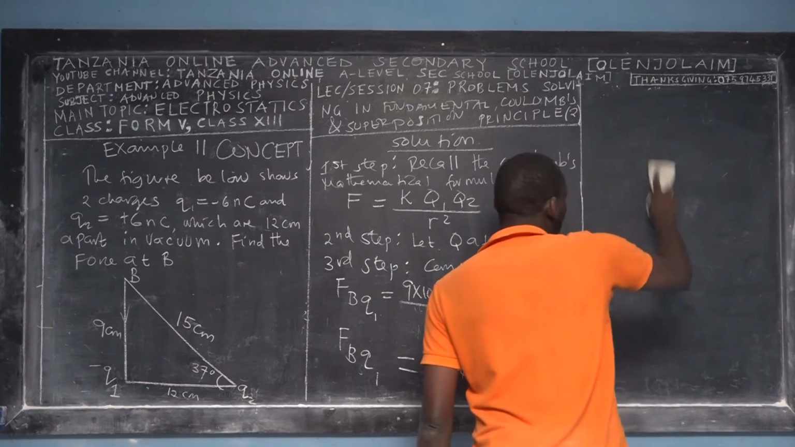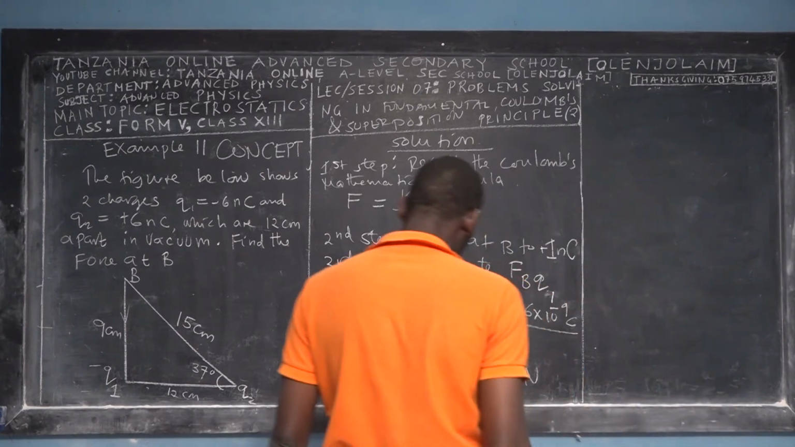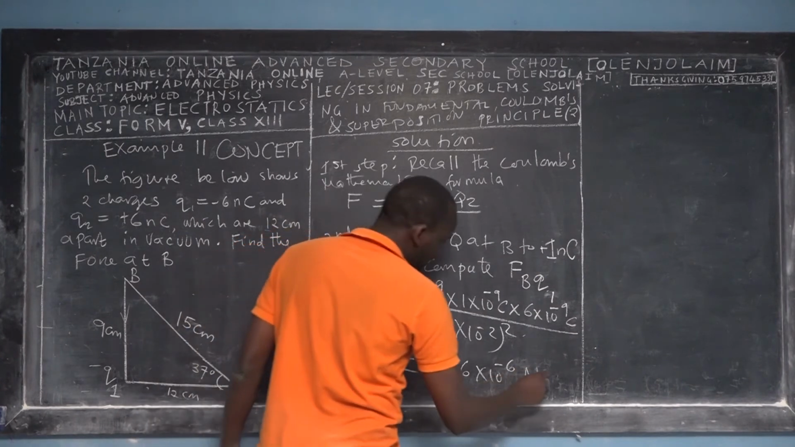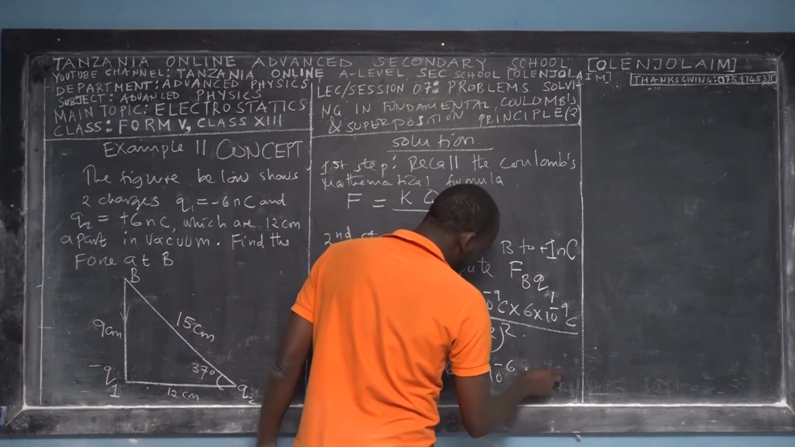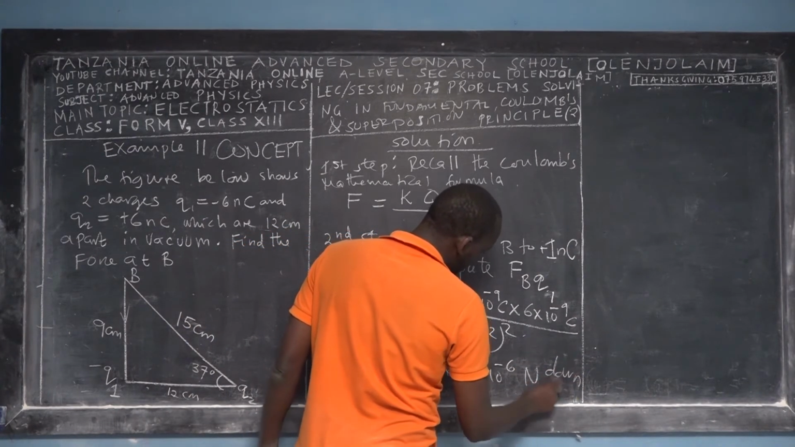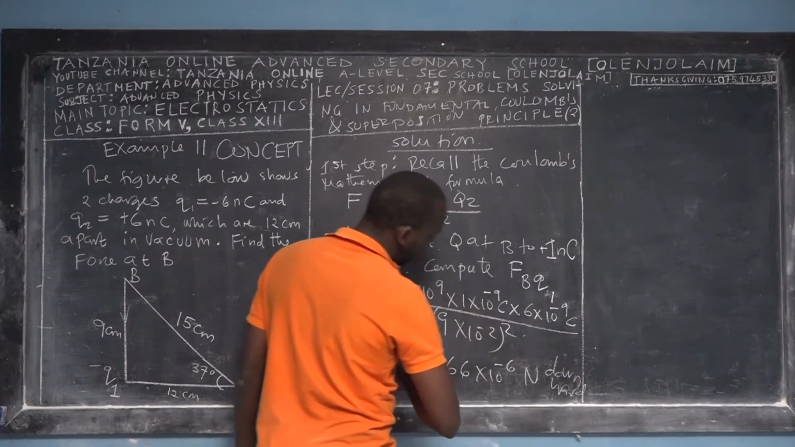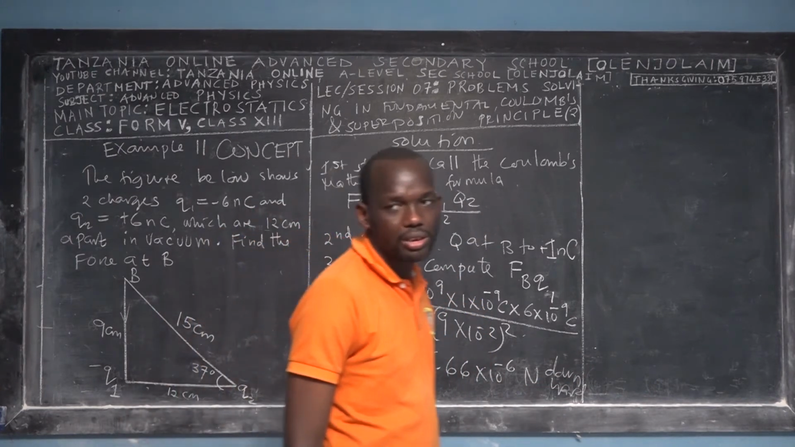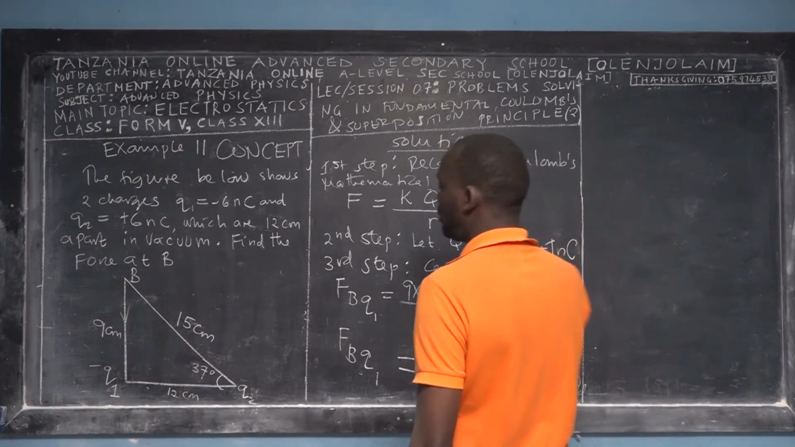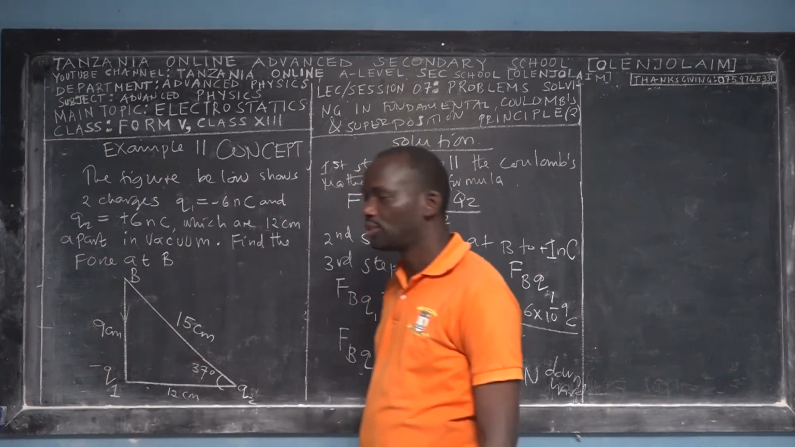So the FBQ1 is the vertical component. This vertical component is downward. So it will be attracted toward what? Q1. So this only contains the vertical component, it doesn't have a horizontal component.